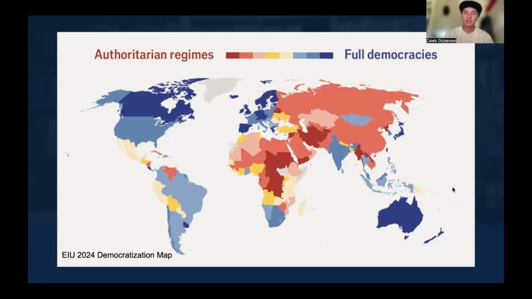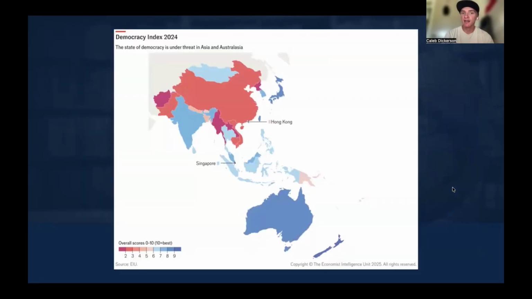If we zoom in here on Oceania and East Asia, we can see that India is very democratic compared to its neighbors Pakistan, Afghanistan, China, Nepal, and Brunei.